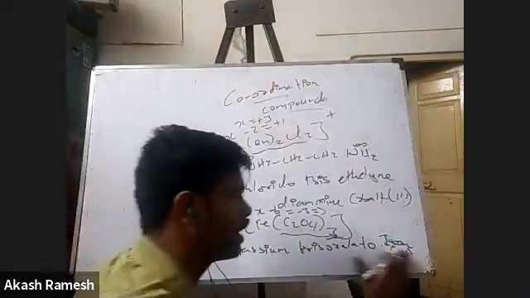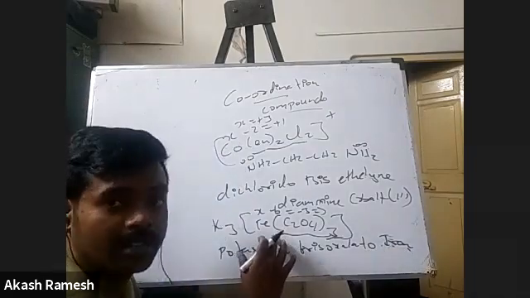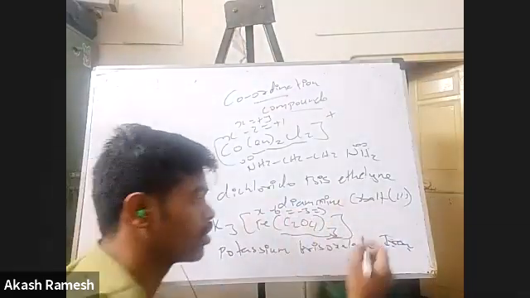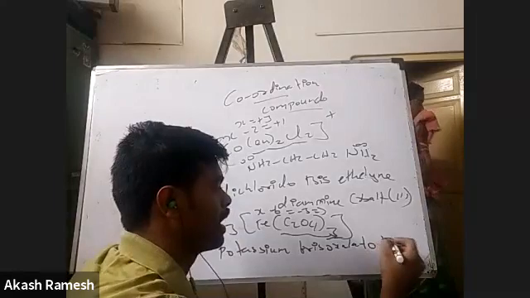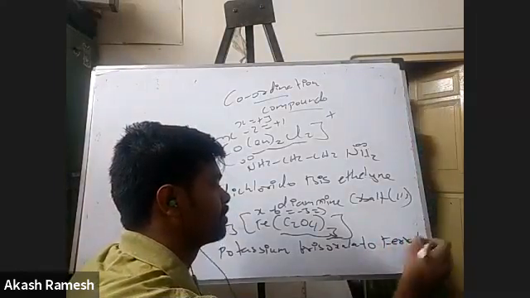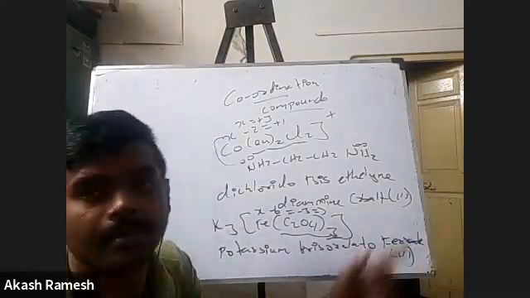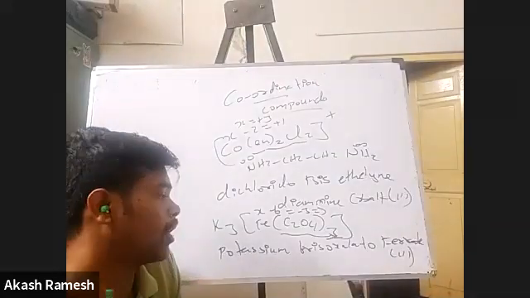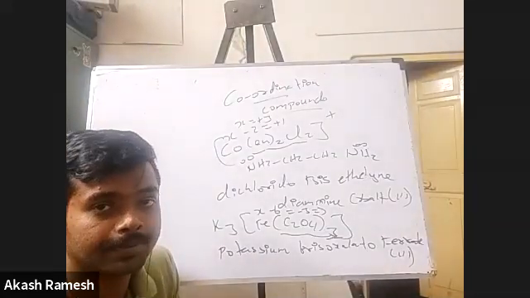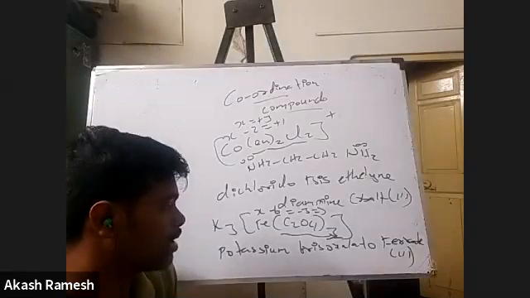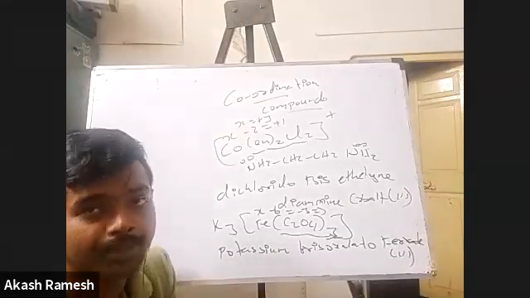Now I have to end it. See, this is an anionic complex, so I have to end with -ate. So it should be ferrate 3. This will be the correct IUPAC naming of this compound. Potassium tris oxalato ferrate 3.